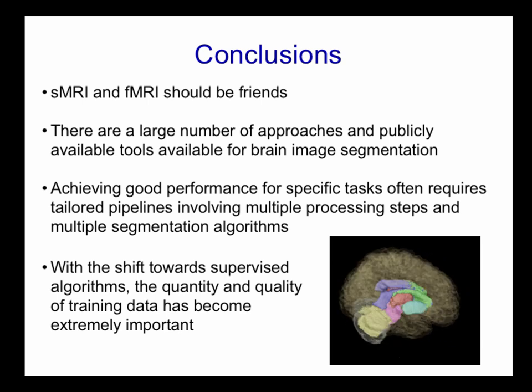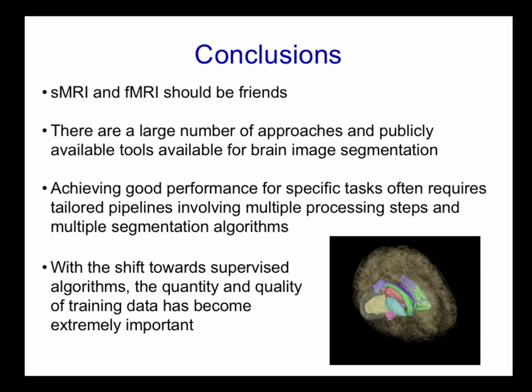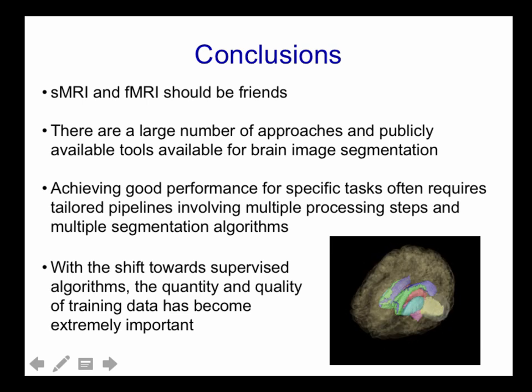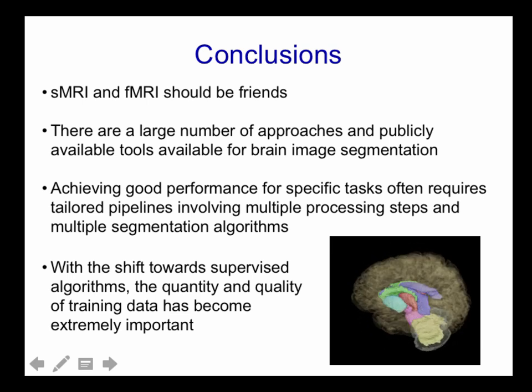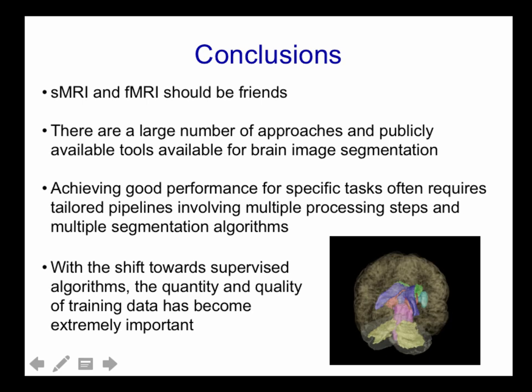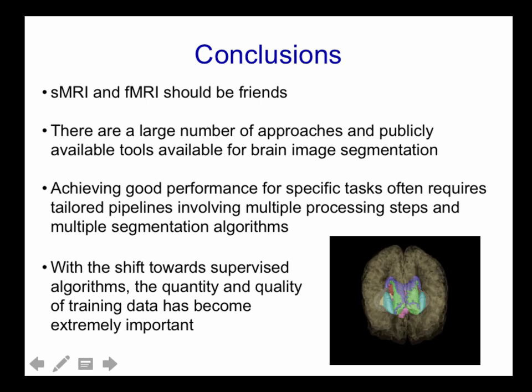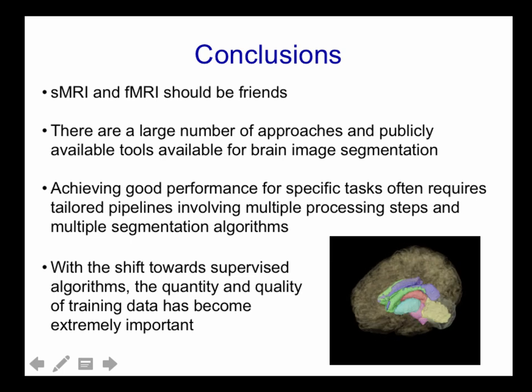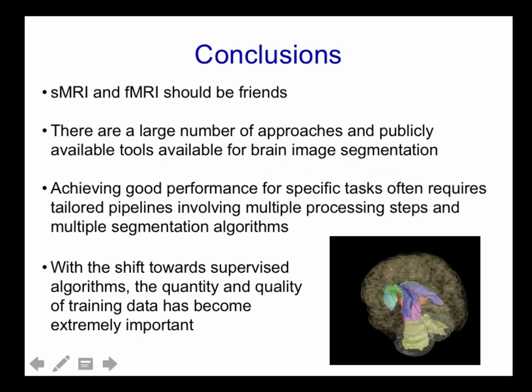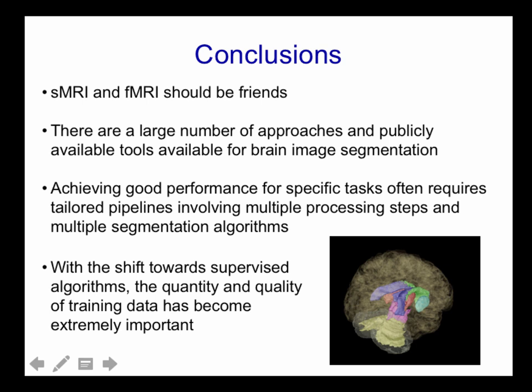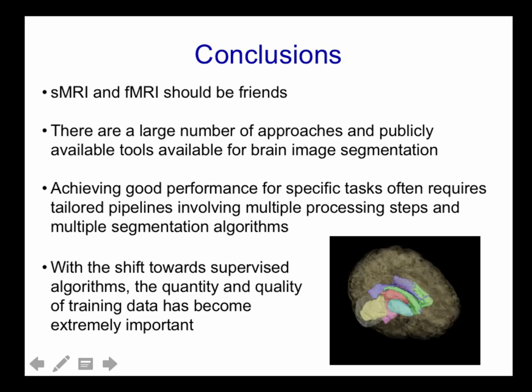So just some conclusions. I won't go through them, so I can leave time for questions. Structural MRI and fMRI should be friends. That's true of the data and the researchers. So befriend your structural MRI researchers. And hopefully I gave a sense of the large number of approaches and publicly available tools that are available for segmentation. And I'll stop there.